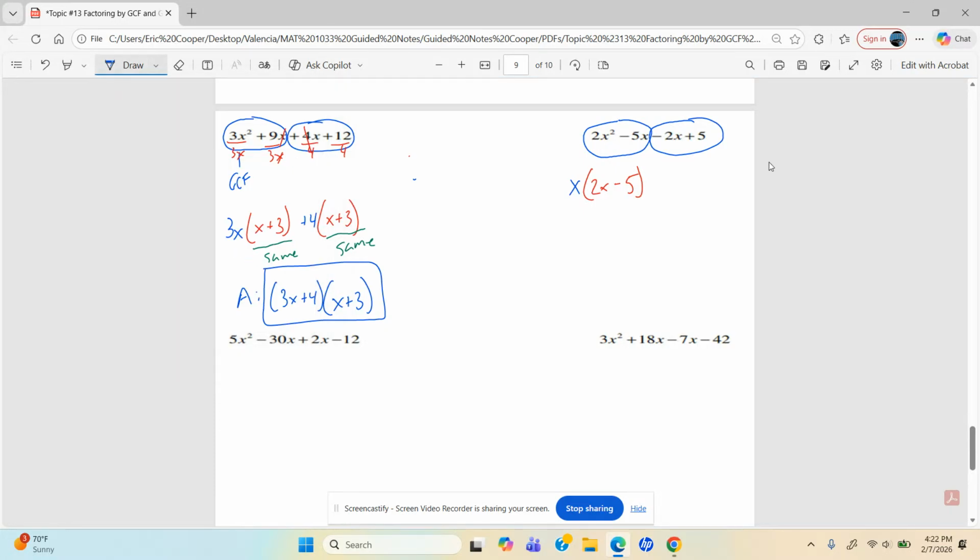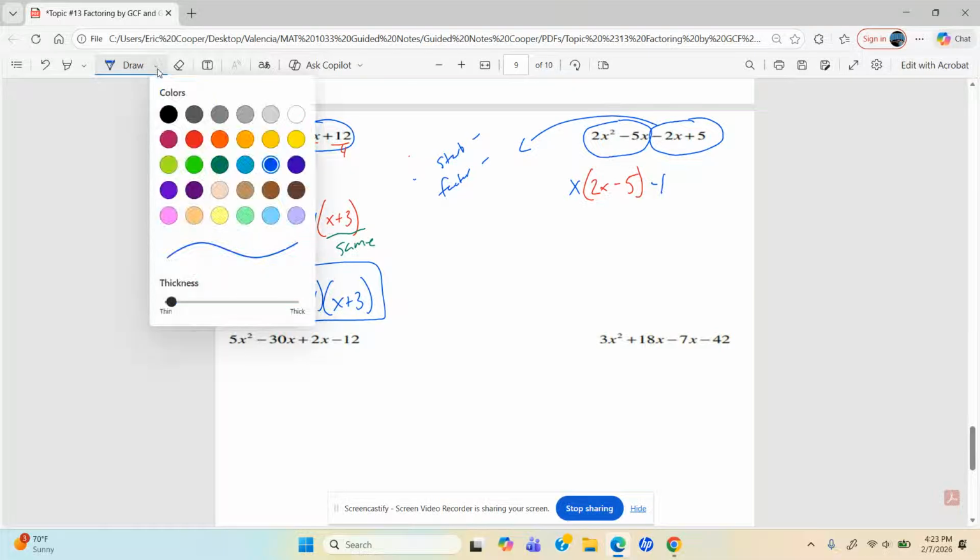Now for the second term, again, remember, it starts with a negative. So if it starts negative, that means you have to factor negative. Negative 2x plus 5. Well, again, 2 and 5 don't have anything in common. And this one has an x and this one doesn't have anything. So there's nothing that they have in common here. So when you don't have anything in common, that's like factoring out a 1. But because this starts with a negative, we'll have to factor out a negative 1.